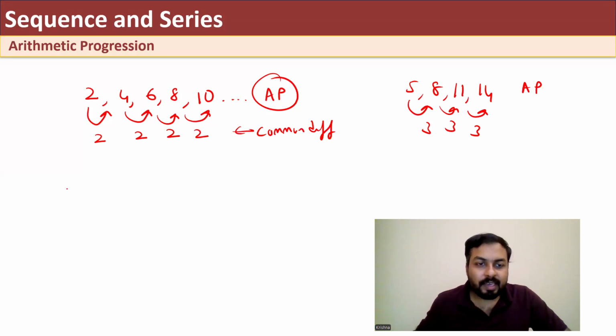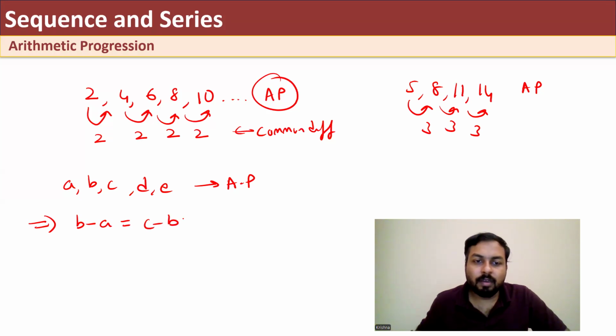So that means if a particular series, let's say A, B, C, D, E, is in AP, what does that mean? That means the common difference between them is always equal. Yes or no? If this series is in AP, that means B minus A is equal to C minus B is equal to D minus C is equal to E minus D. Right?